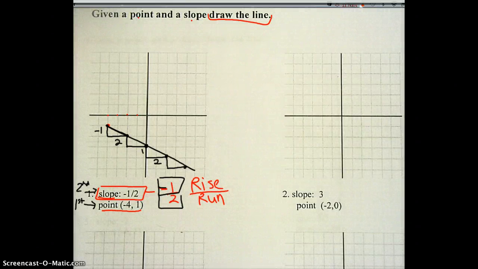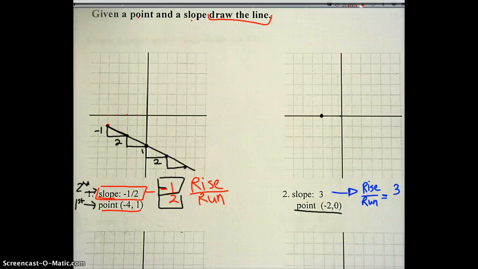Okay, so once again, we're going to start with graphing the point. We're looking at question 2. So we're going to graph (-2, 0). That means I'm over here 2 and up 0. Now my slope is 3. So that means that it has a rise over a run that equals 3. Well, 3 is just one number, so I need a rise and a run.